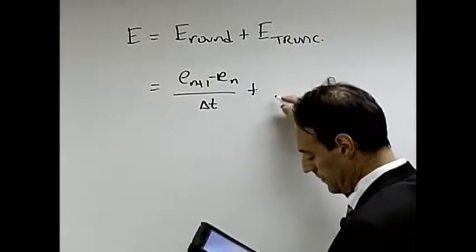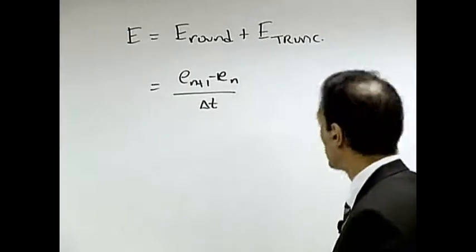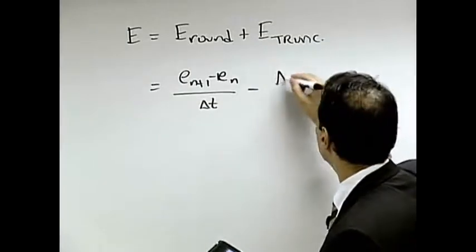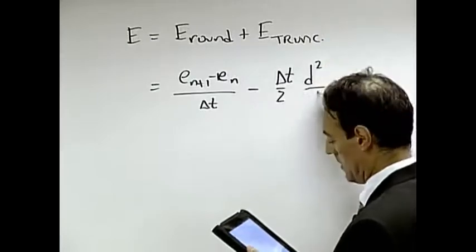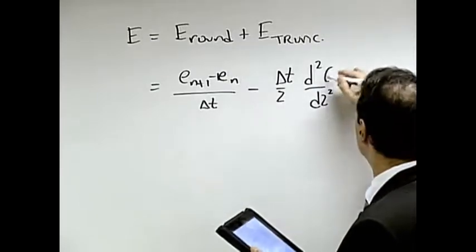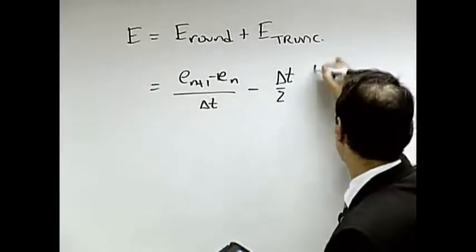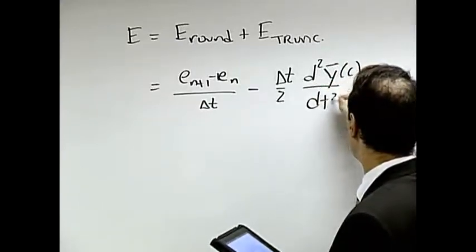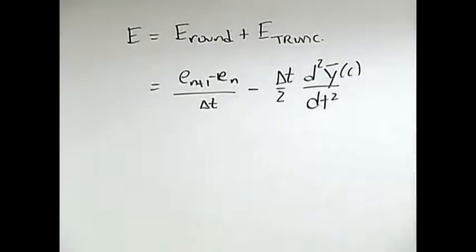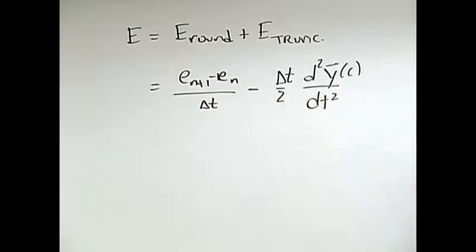Plus, here in the truncation, let me get this right, I have minus delta t over 2, sorry, let me try to write a second derivative if I can. Have this. Remember, I've divided everything by delta t here, so that's why I only have the one delta t. Okay. This is what I have.